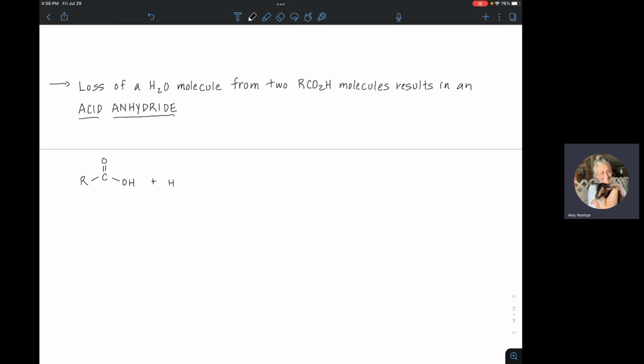So I'm going to draw these facing each other so you can see. We're going to take one of these and the hydrogen off of one of the other ones, and we're going to lose water. So you essentially cook these up, and what you get is the acid anhydride.